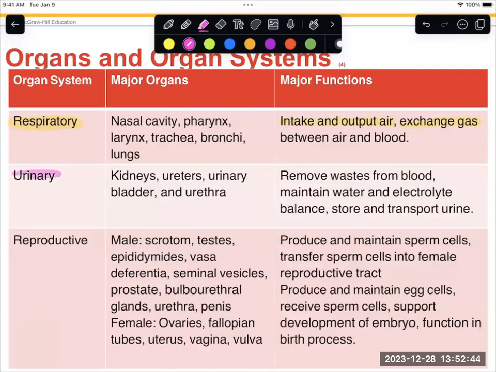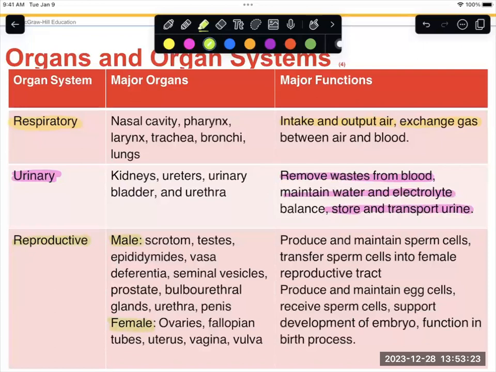Urinary system: those kidneys, ureters, bladder, urethra. This is how we get rid of waste products in our system, one of the ways that we're going to remove wastes from the body. But it also maintains your water levels, your electrolyte levels. And it stores, because we store urine in our bladder till it's time to eliminate. Then we have our reproductive system. This is the system where the male and the female systems are different. They contain different organs.